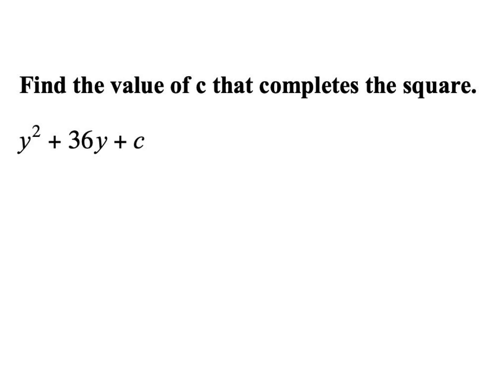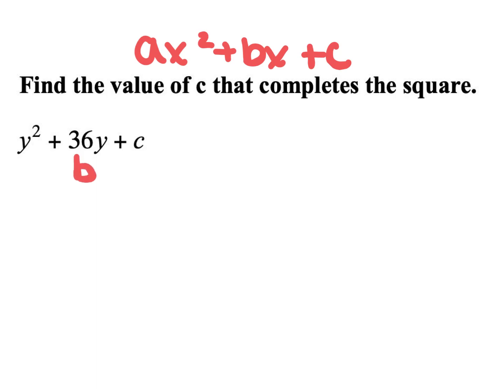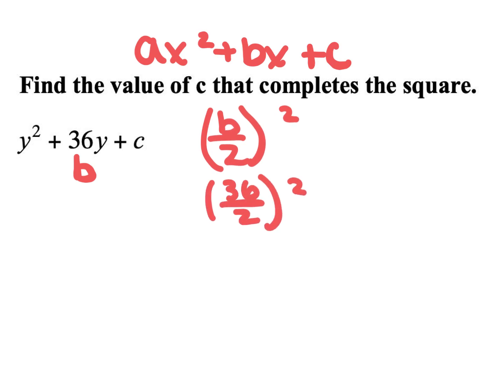So in a quadratic expression, we always know that it's ax squared plus bx plus c. So the b term in this problem is 36. So if I want to figure out the value of c that you're adding, it's b over 2 squared. This means it's 36 over 2 squared, which gives you 18 squared, which becomes 324.